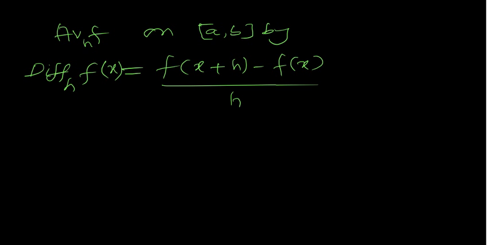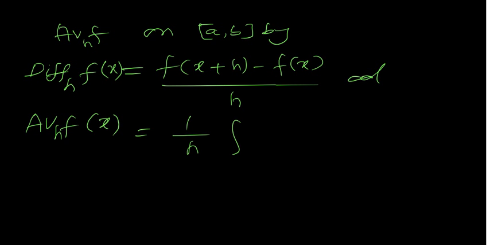And the average value function, av subscript h of f evaluated at x, is equal to 1 over h times the integral from x to x plus h of f of t dt. So these are the definitions of the divided difference function and the average value function.